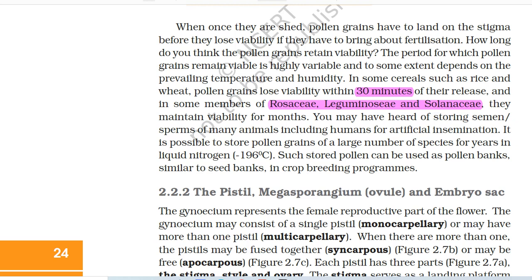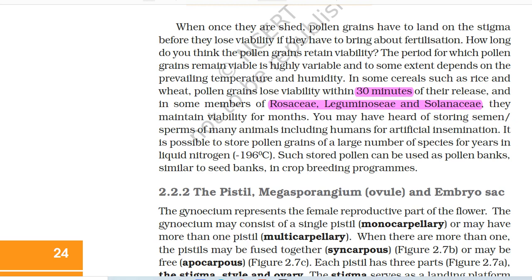When once they are shed, pollen grains have to land on the stigma before they lose viability if they have to bring about fertilization. How long do you think the pollen grains retain viability? The period for which pollen grains remain viable is highly variable and to some extent depends on the prevailing temperature and humidity. In some cereals such as rice and wheat, pollen grains lose viability within 30 minutes of the release, and in some members of Rosaceae, Leguminosae, and Solanaceae, they maintain viability for months.